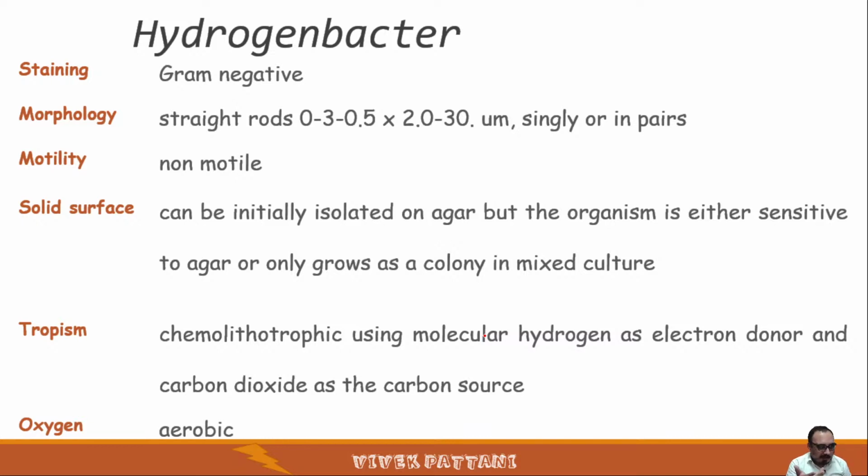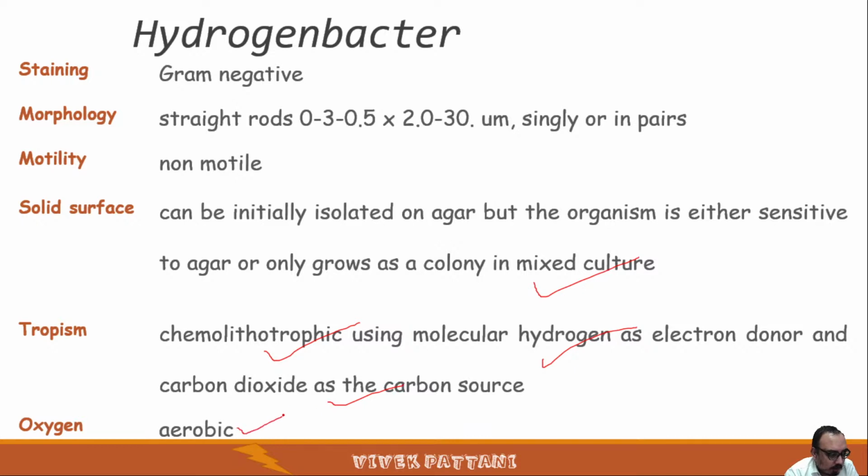It's a gram negative bacteria and has straight rods ranging from 0.3 to 0.5 by 2 to 30 micrometers, arranged singly or in pairs. They are not motile. On a solid surface it can be isolated on agar, but the organism is either sensitive to agar or only grows as a colony in a mixed culture. Tropism, they are chemolithotrophic using molecular hydrogen as an electron donor and carbon dioxide as a carbon source.